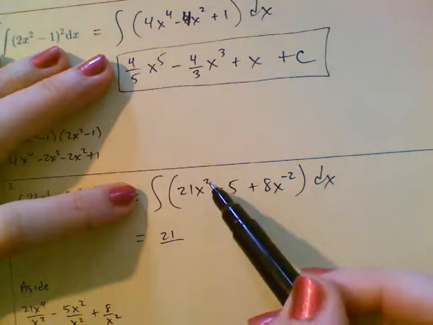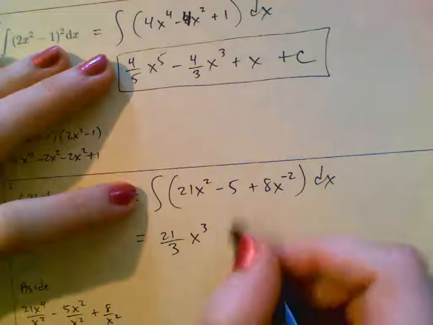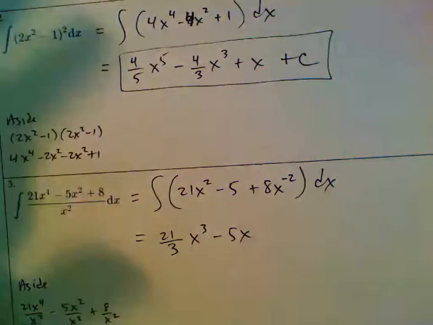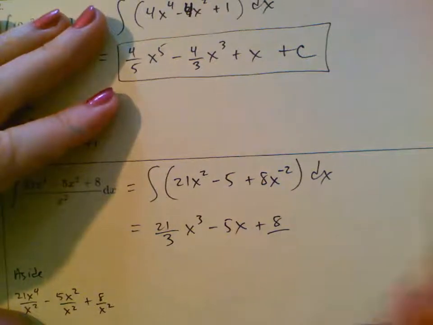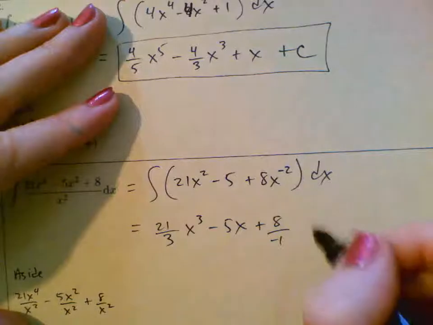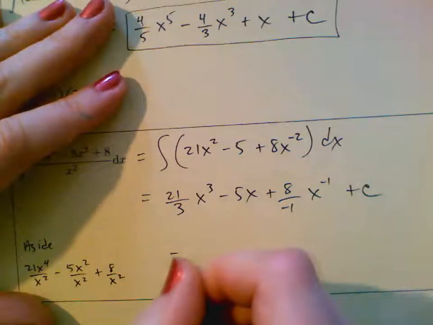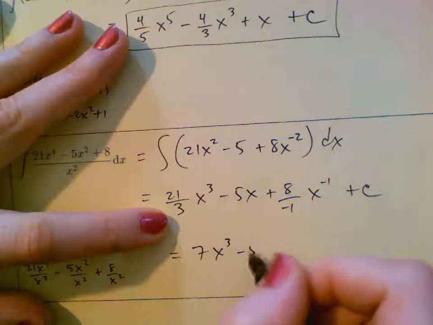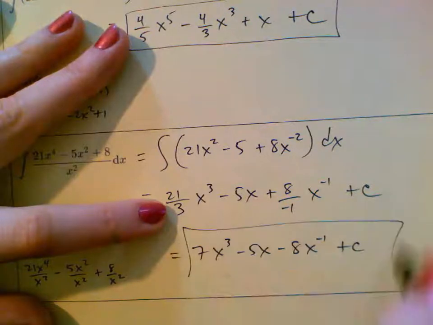So I bring down the coefficient. I divide by the new exponent, so 2 plus 1 is 3, x to the third, minus 5x. The antiderivative of a constant. Plus 8 divided by the new exponent, which is negative 1, x to the negative 1 plus c. Now I just have to simplify. So 7x to the third minus 5x minus 8x to the negative 1 plus c.